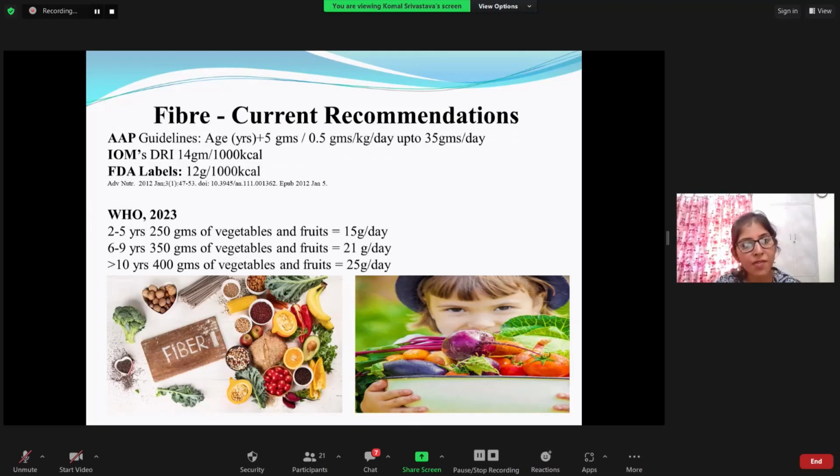So for age specification, to get 15 grams of fiber, it is said that 250 grams of vegetables and fruits needs to be included in the diet. Moving to 21 grams, which stands for around 6 to 9 years of age, it is 350 grams of vegetables and fruits. And for more than 10 years, it is 400 grams, which will give around 25 grams of fiber.